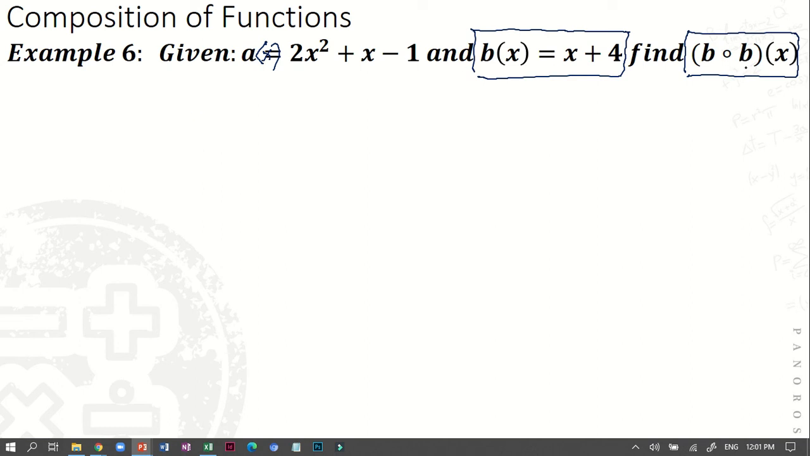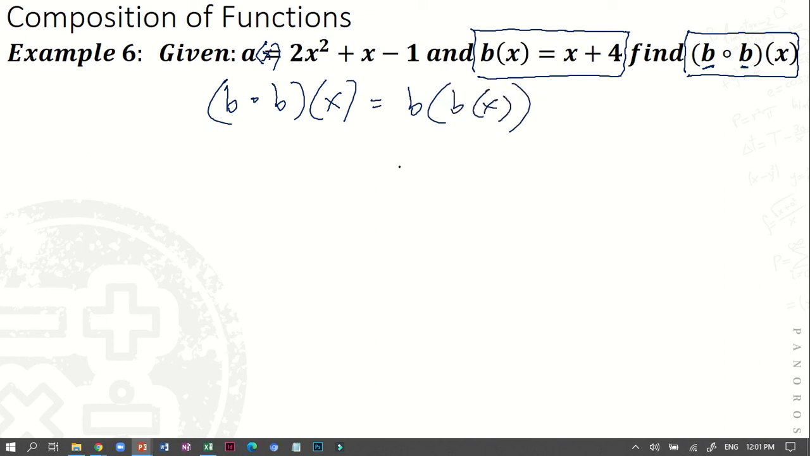So, solve tayo. So, ibig sabihin na, ang inner function natin ay B, ang outer function natin ay B pa rin. So, we have now B composite B of x equals B of B of x. So, first thing to do, remove the inner function and replace it with the given function value. So, tanggalin ang nasa loob, palitan ng value ng function niya, x plus 4.